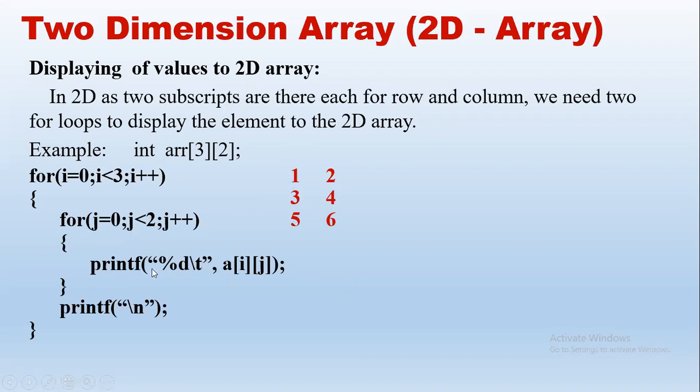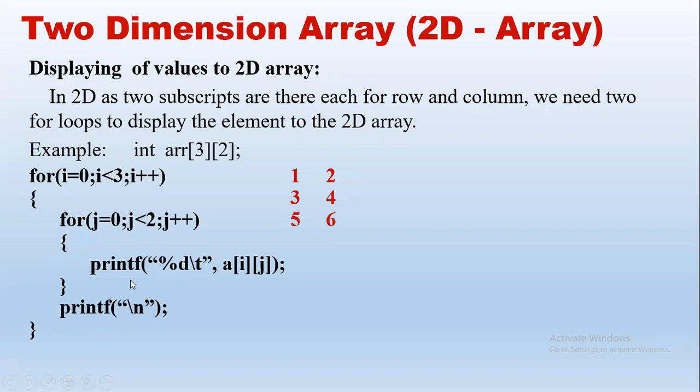This j loop executes multiple times until one row is printed for i equal to 0. Then when the j loop completes, one row is already printed. Next we have to give a \n. This is given because we need the next row in a new line. That is row number 1. When i becomes 1, again j starts from 0. So arr[1][0] will be 3, then arr[1][1] will be 4. It prints the second row. Again we have a \n, right? So that the third line can be printed in a new line. So we give a \n.